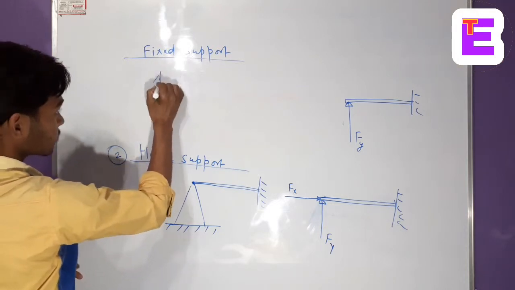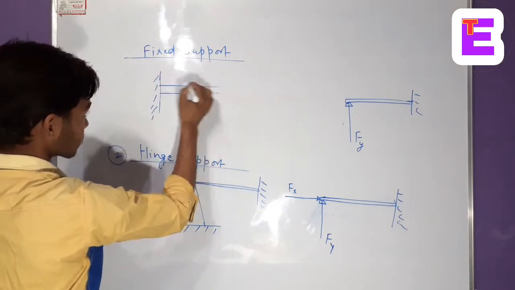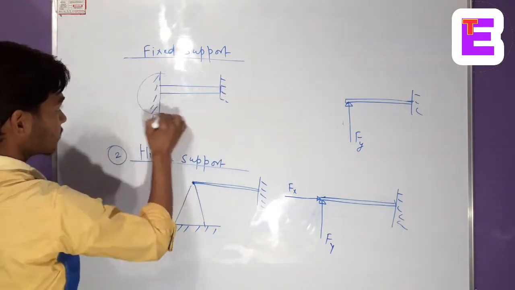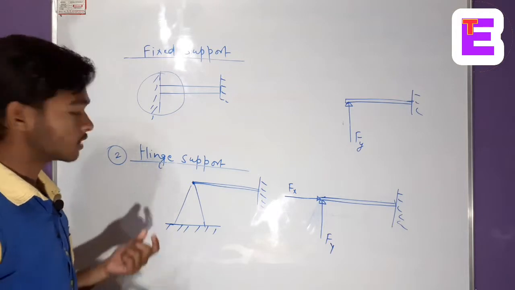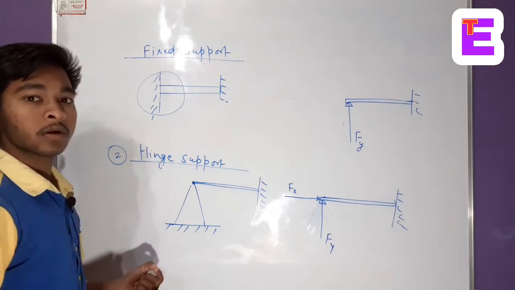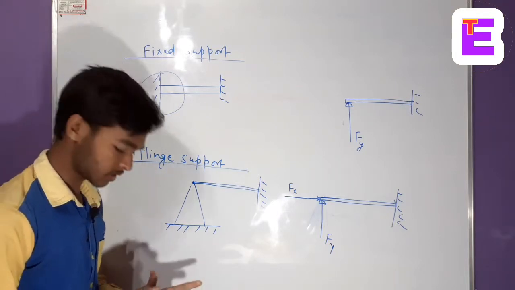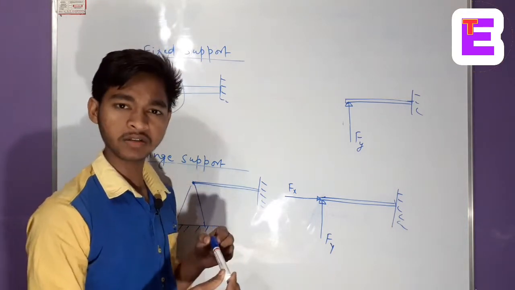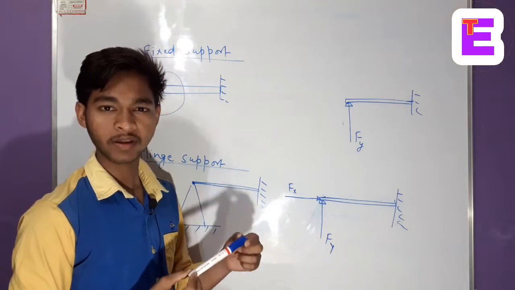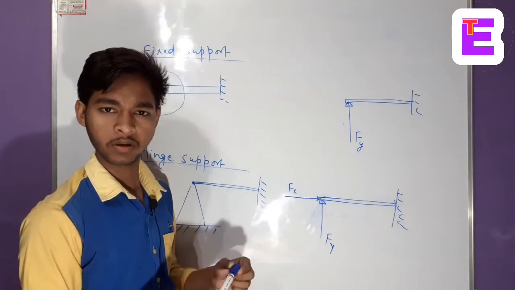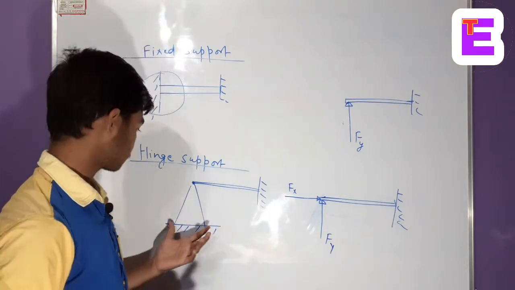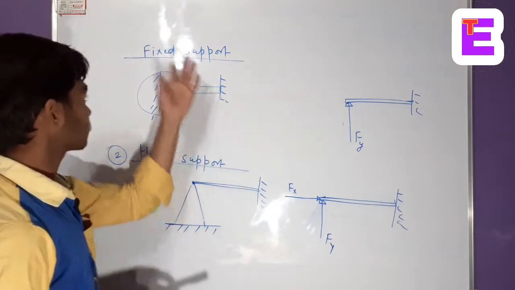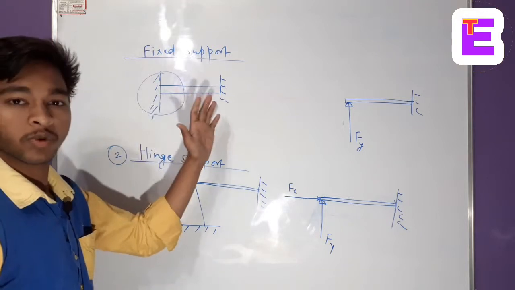We represent fixed support like this. This is our fixed support, which means it doesn't allow any type of movement. We say it will not allow movement in the x direction, the y direction, as well as the rotation. We saw that in the case of roller and hinge, rotation was allowed, but in the case of fixed support no kind of movement is allowed.